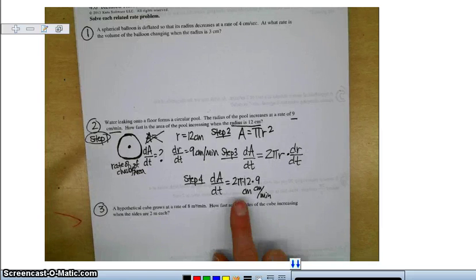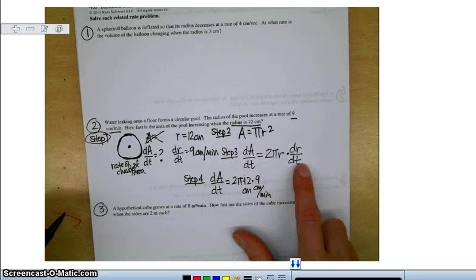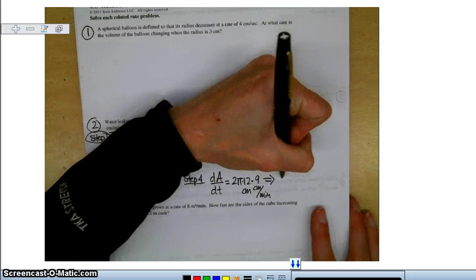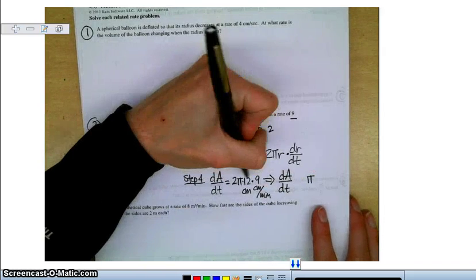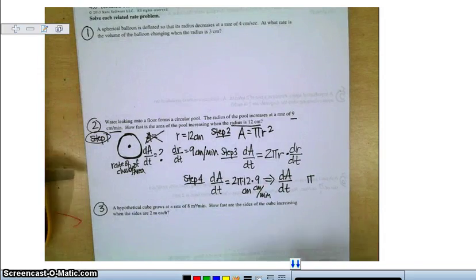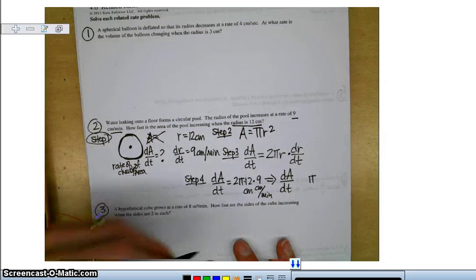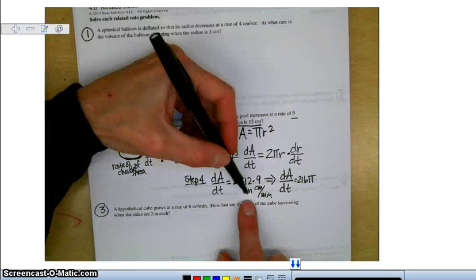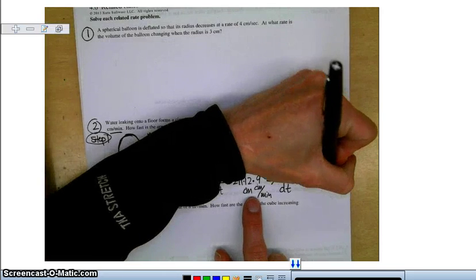Did you see what I did from here to here? I took my derivative equation and I plugged in all the things that I knew. Now you can leave your answers in terms of pi, which means don't multiply by pi. Leave the pi and take 2 times 9 times 12. That's 216 pi. Now the label: centimeters times centimeters, centimeters squared per minute.